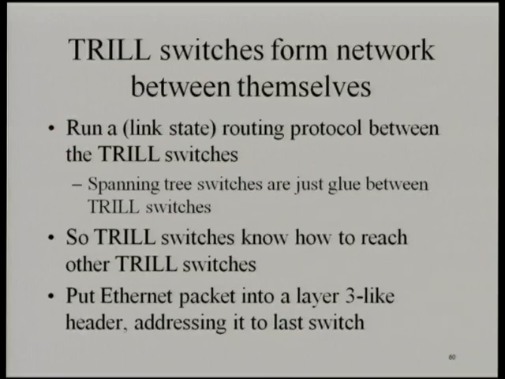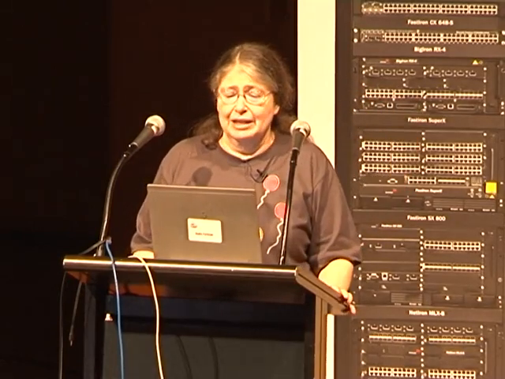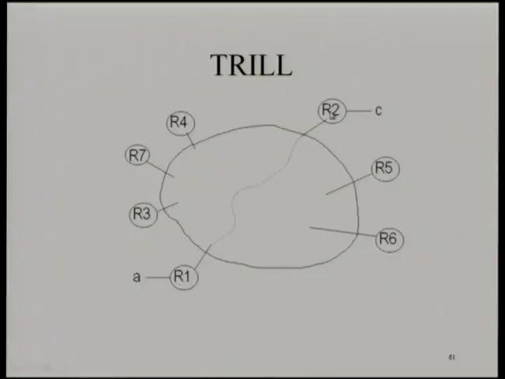So the TRILL switches form a network between themselves. They run a routing protocol, actually a link state routing protocol, which happens to be IS-IS. If you have a cloud of spanning tree, you can replace any subset of your bridges with TRILL switches, and the more you replace, the better bandwidth you get. You don't have to throw everything away. The TRILL switches know how to reach other TRILL switches, and then you put your Ethernet packet into a TRILL header, which is like a Layer 3 header that says who the first switch is and who the last switch is. So A transmits an Ethernet packet, R1 puts it in a TRILL header, addressing it to R2.